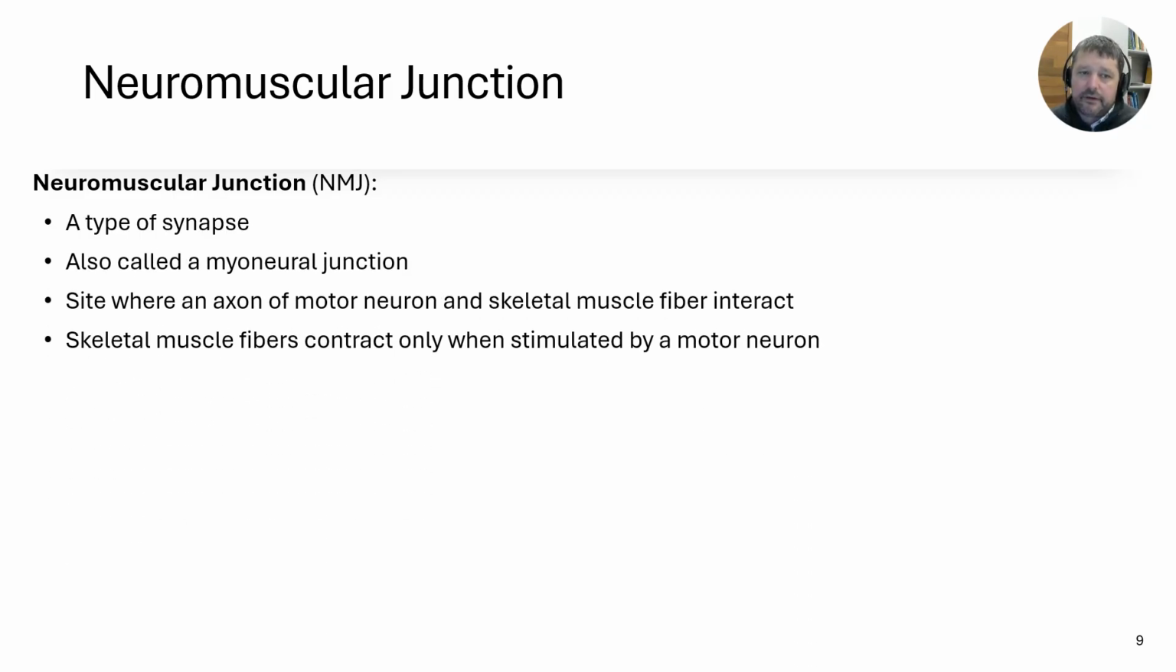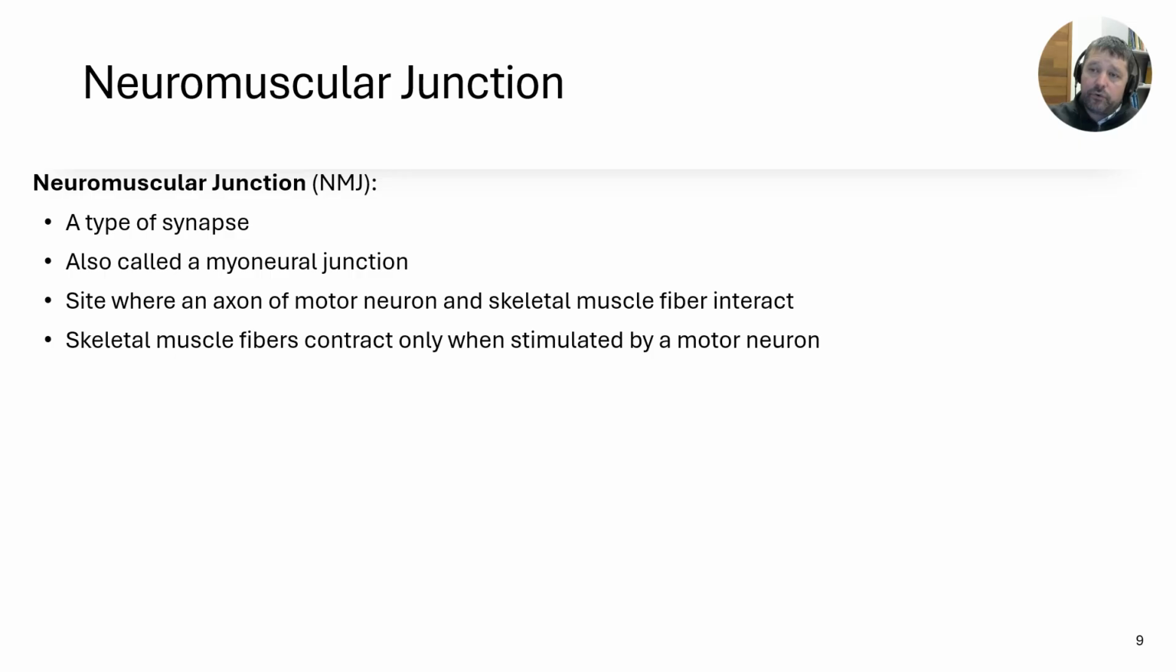Now, what's exciting? What's causing this to occur? Well, you have to have some kind of electrical signal. You have to have a neuron signal. And that's where the neuromuscular junction comes in, or the NMJ.